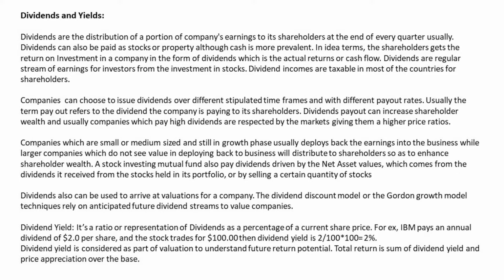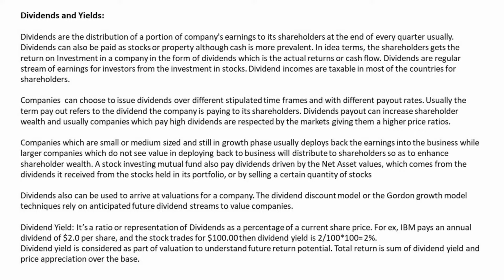So dividends are the distribution of a portion of the company's earnings to the shareholders within stipulated time periods, like quarterly. Dividends can also be paid in the form of stocks or property, but the most prevalent format is cash back to the shareholders. In ideal terms, the shareholder gets a return on investment in a company in the form of dividends, which is actual returns or cash flow.